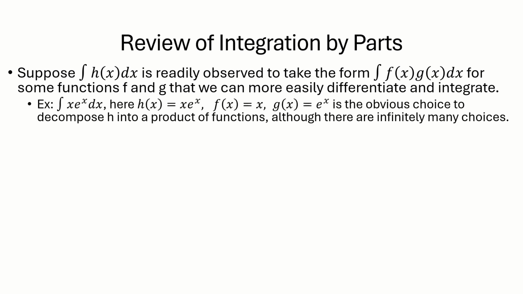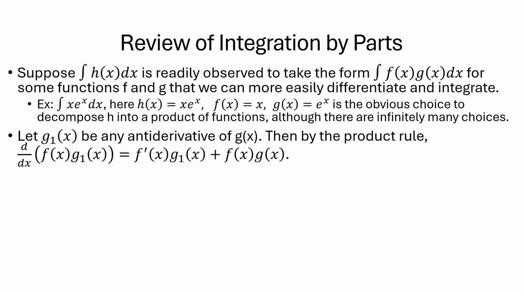For example, if we're integrating x times e to the x, we could obviously choose f of x equals x and g of x equals e to the x, which we can both integrate and differentiate pretty easily. Let g sub 1 of x be any antiderivative of g of x. Then by the product rule, the derivative of f of x times g sub 1 of x is f prime of x times g sub 1 of x plus f of x times g of x.